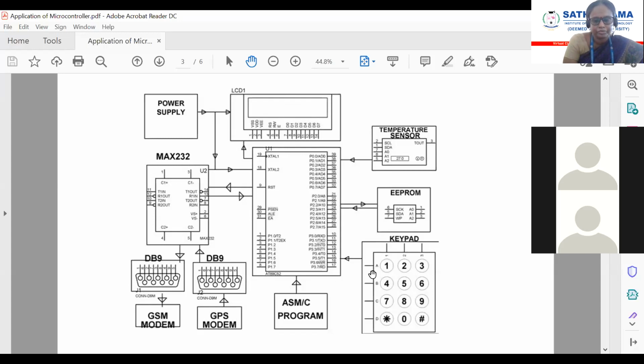Microcontroller is an integrated circuit device used for controlling other portions of an electronic system. If the temperature of the patient's body increases beyond the preset temperature, then the temperature sensor sends signals to the microcontroller. Thus, the microcontroller activates the GSM modem to send an SMS to the concerned person based on the details stored in the EEPROM memory. Similarly, the location details of the patient are also sent using the LCD display.